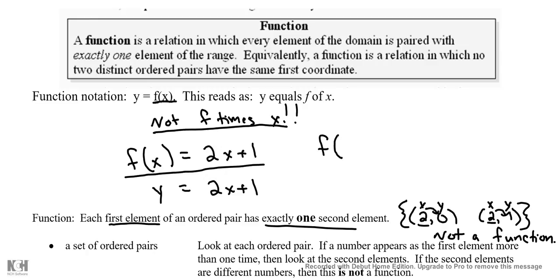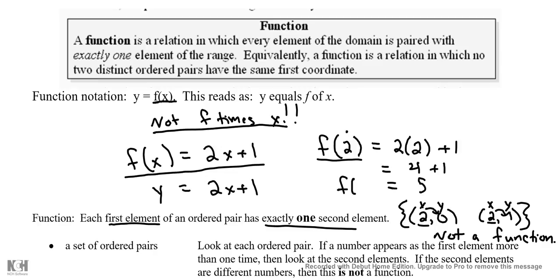Function notation is useful because it tells us what number we plugged in for x. Well, in this case 2. So function notation is nice because we can find a y value and still keep track of what x we plugged in to begin with. So this is read f of 2 equals 5.